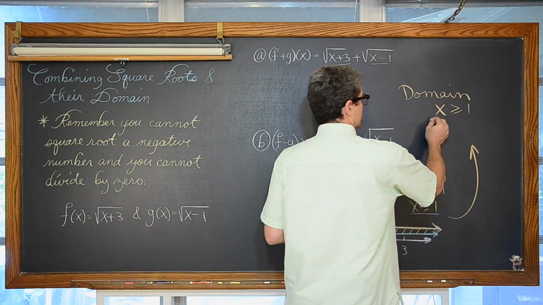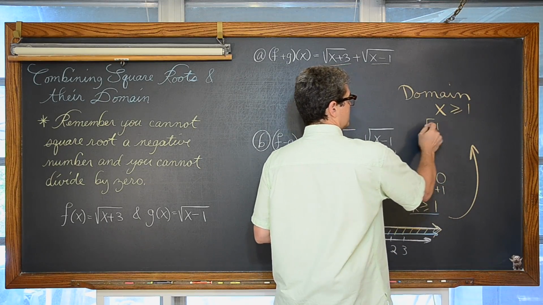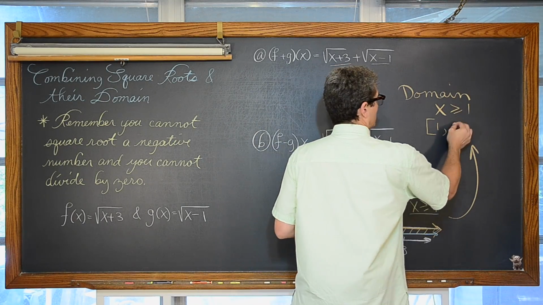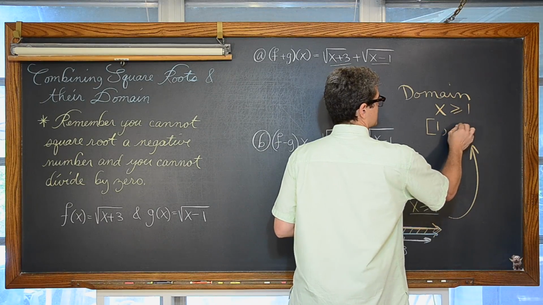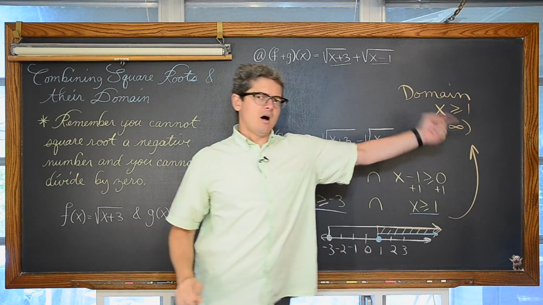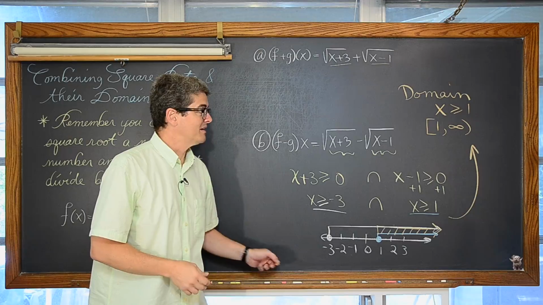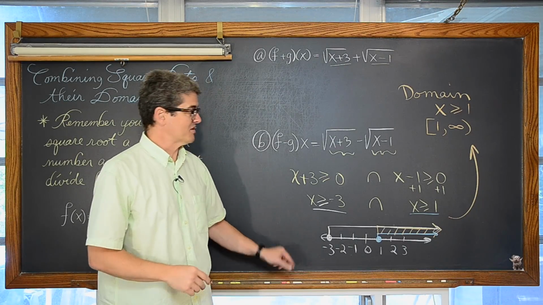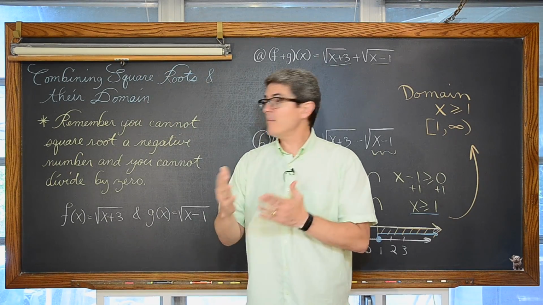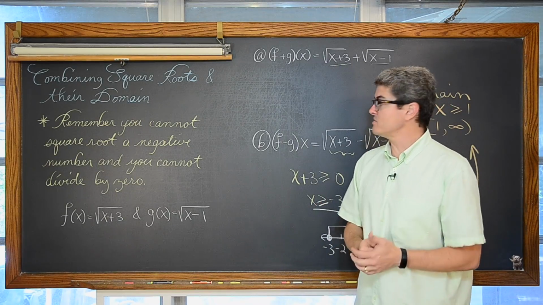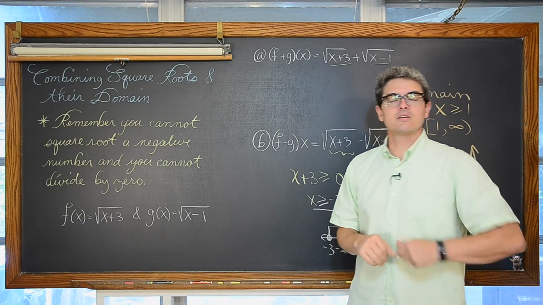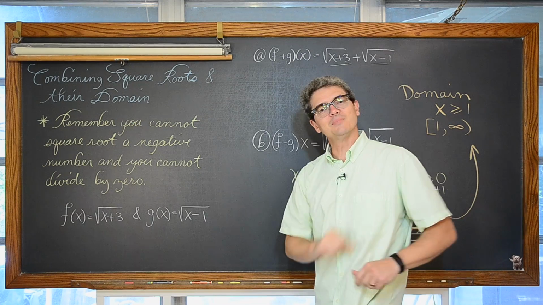If you want to write it in interval notation, you'll use a square bracket indicating equals to. Starting at 1, always go to the low value first, and then up to infinity and beyond. And that's what your domain looks like in terms of interval notation. So that is the combination of two functions, two square root functions using addition and subtraction, of course. Let's get on to the division.